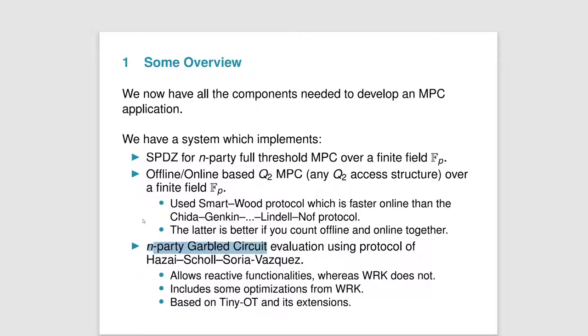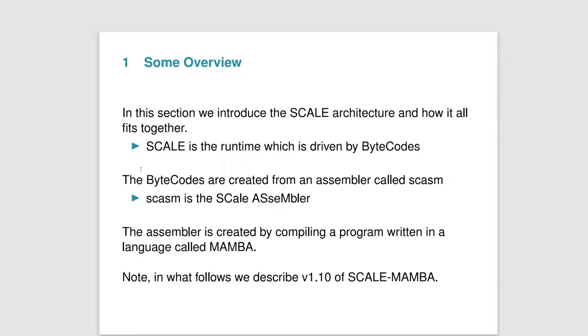So SCALE-MAMBA is actually composed of three parts. We have SCALE, which is the virtual machine, so to speak, which takes instructions in the form of bytecode. We then have SCASM, which takes in compiled code and produces the bytecode, which will be fed to SCALE. And we eventually have MAMBA, which is a Python-like programming language in which we can write our programs and which will then be compiled to assembly.